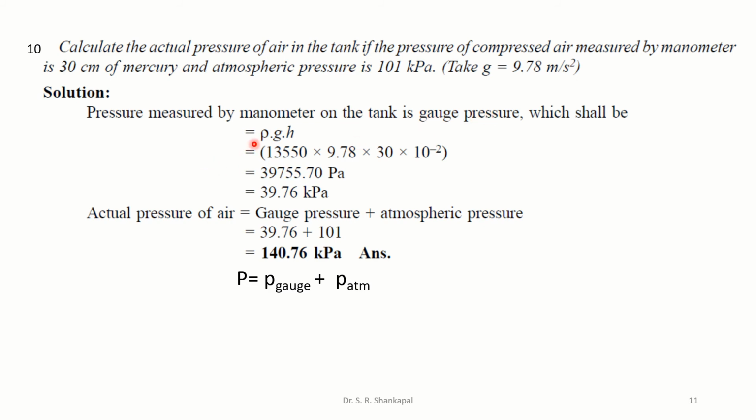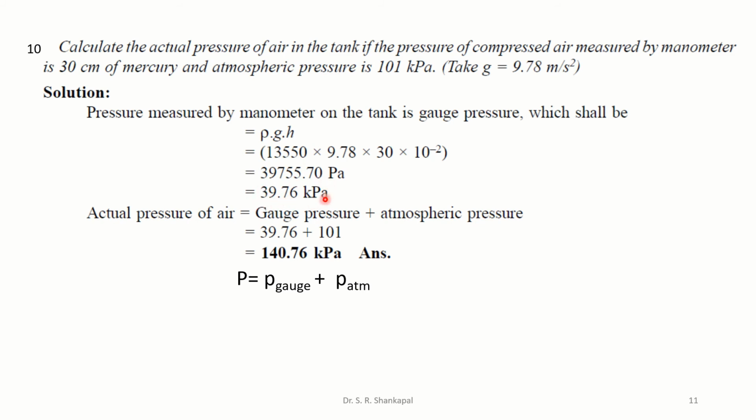So as I mentioned earlier, it can be given by rho g h. So mercury manometer, mercury density is 13,550 kg per meter cube. g is given by 9.78 meter per second square. That's the local value. h is 30 centimeter. I have converted into meter by multiplying with 10 to the power of minus 2. So I have got rho g h. Substitute all these things. I will convert Pascal into kilopascal. Dividing by 1000, you'll get kilopascal.